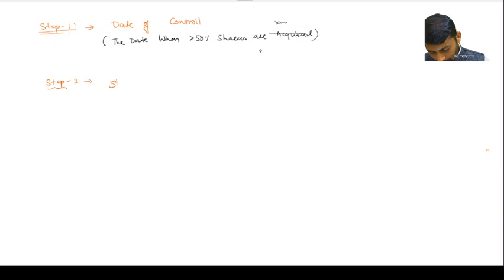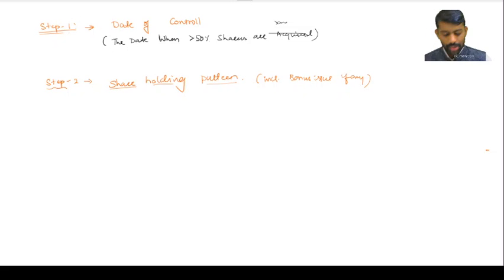Step 2. Shareholding pattern. Here, including bonus issue, if any. Because of a bonus issue, your percentage of holding will not alter. Everyone, all existing shareholders, will get the bonus. Therefore, it will not alter.